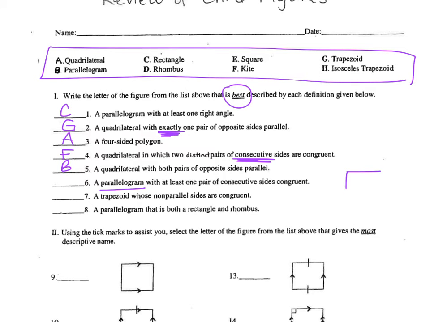With at least one pair of consecutive sides congruent. So you have a parallelogram, right? These are parallel, and these are congruent. Square is too specific because it doesn't tell us anything about the angles, right? Not a rectangle, the other one. Which one has congruent sides? Rhombus, right? Opposite sides would be congruent in a parallelogram, so those are the same, those are the same. So we just know it has 4 congruent sides, technically. So that would be a rhombus. That's D. A trapezoid whose non-parallel sides are congruent.